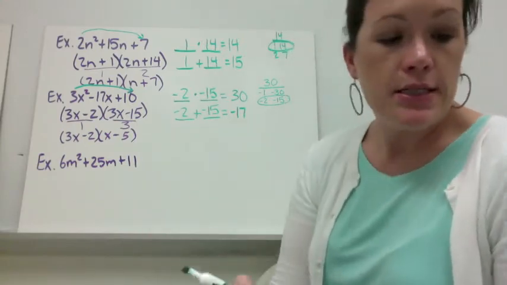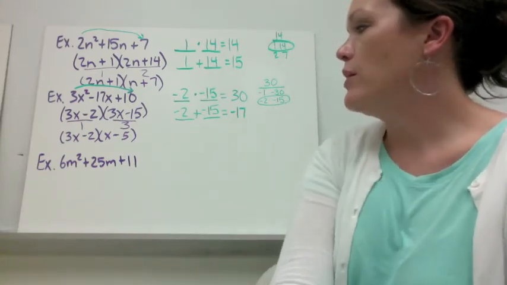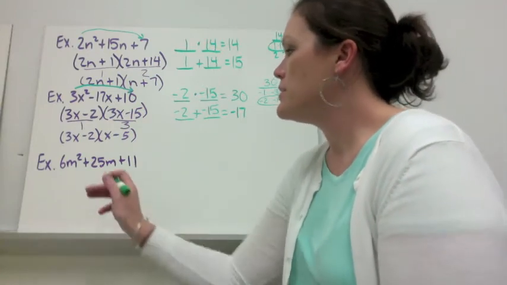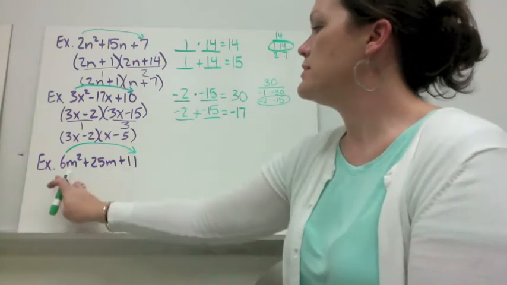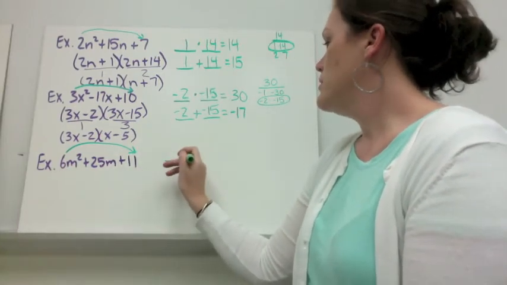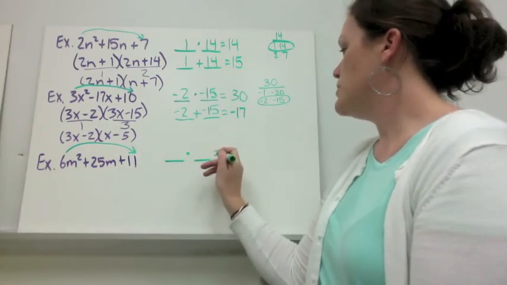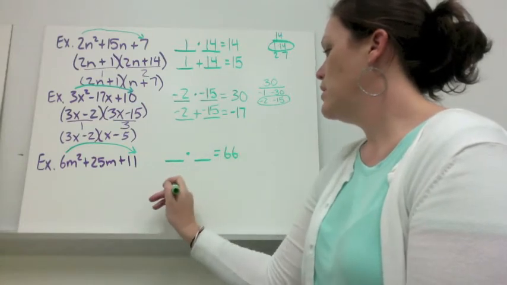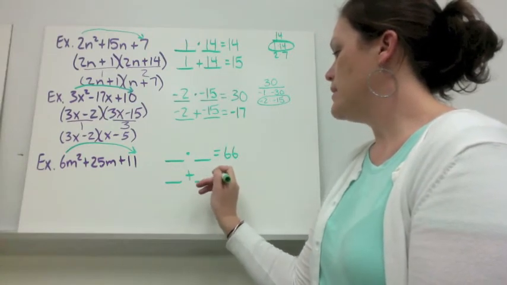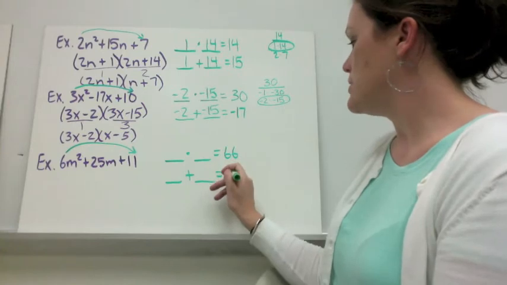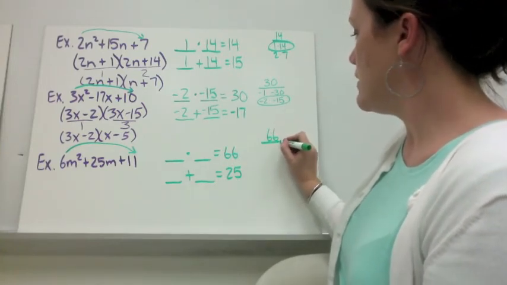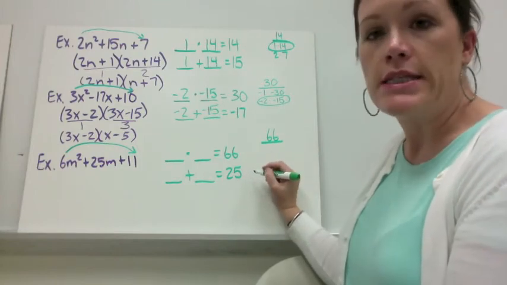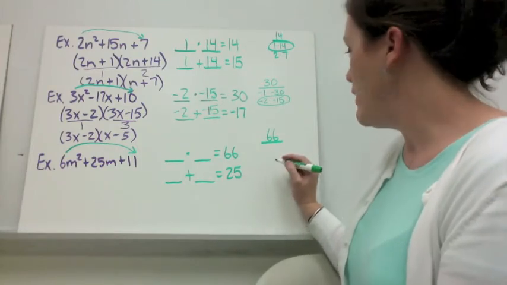We have 6m squared plus 25m plus 11. So let's start with a times c, 6 times 11. So we need to multiply to get 66. We need to add to get b, which in this case is 25. Now these are both positive, so we can list things that give us 66 and check and see which pair will add up to be 25.